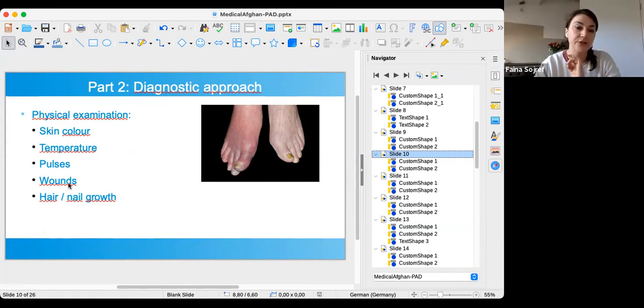Then you should also always check for wounds, especially in spots that your patient cannot really see by themselves. So check between the toes and check underneath the feet, because those are places they might not have seen in a while if they're elderly and not moving very well. Last but not least, when checking, compare the growth of the hair on the legs and the toenails, because a slow growth can be a sign of bad blood flow.